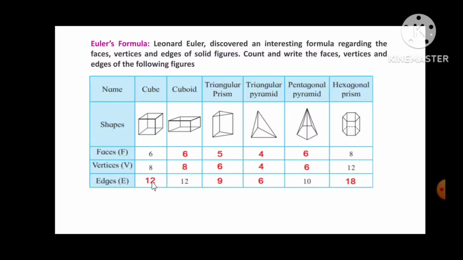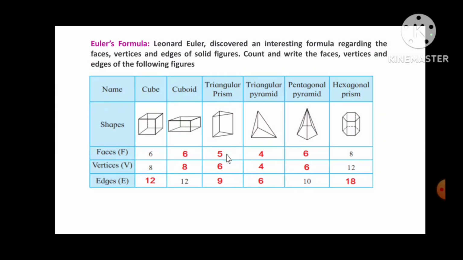So we'll get that addition of these two, 6 plus 8 is 14, and edges is 12, and 12 plus 2 gives you 14. For the cuboid, 6 faces are there, vertices are 8, and edges are 12. So we'll get again the same thing, 8 plus 6 is 14, and 12 plus 2 is 14, means faces plus vertices gives you edges plus 2.